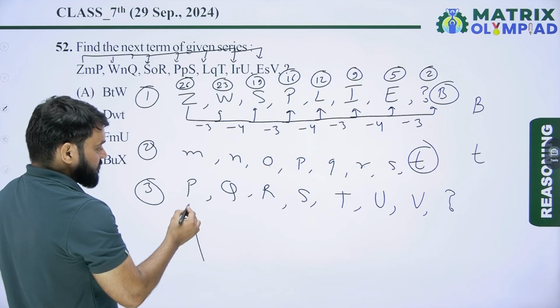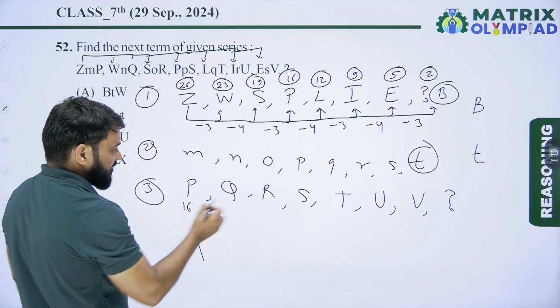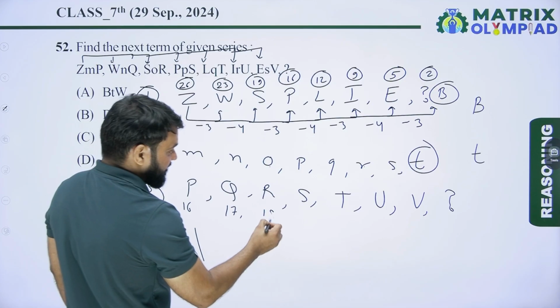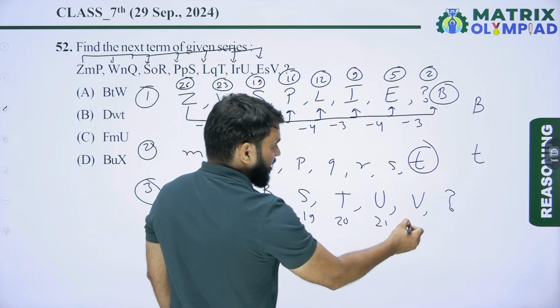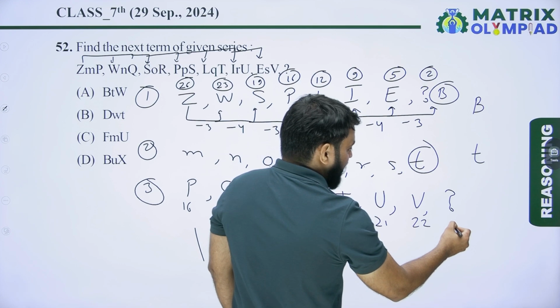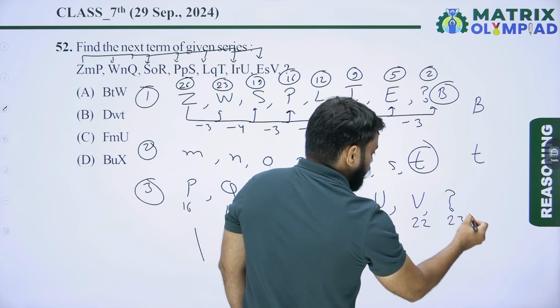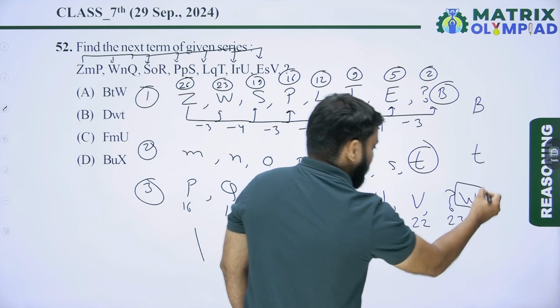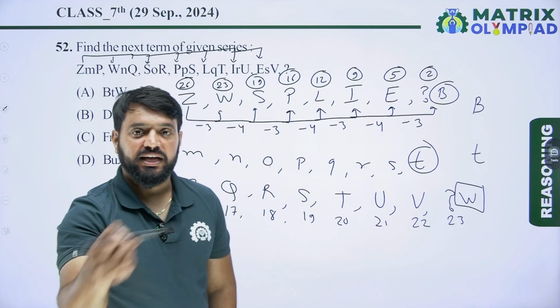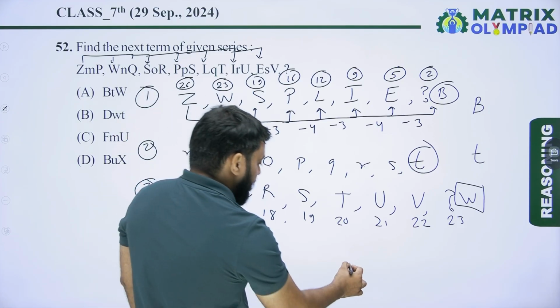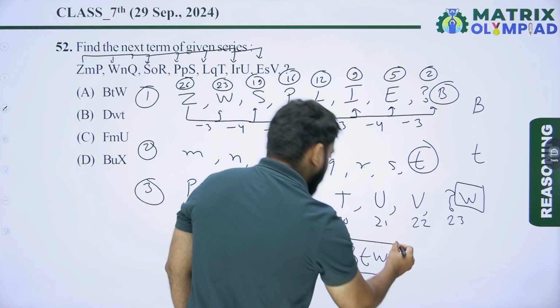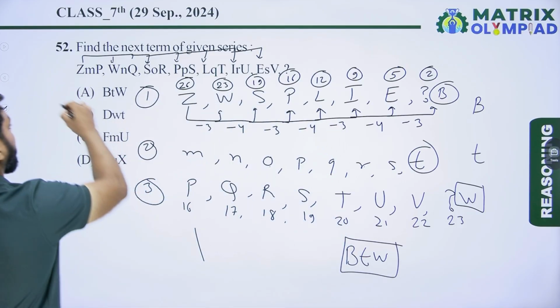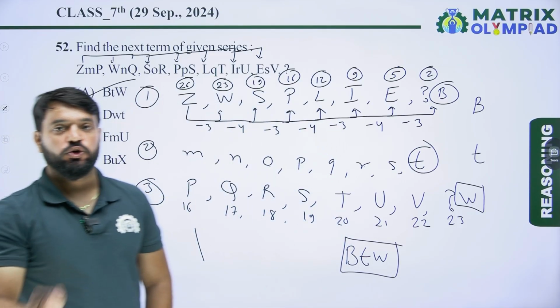So P, place value of P is 16. Q, it means 17. R means 18. S means 19. T means 20. U means 21. V means 22. And next is 23. So it means W, because place value of W is 23 in English alphabet. So next term is BTW. So here option A is the correct answer of this question.